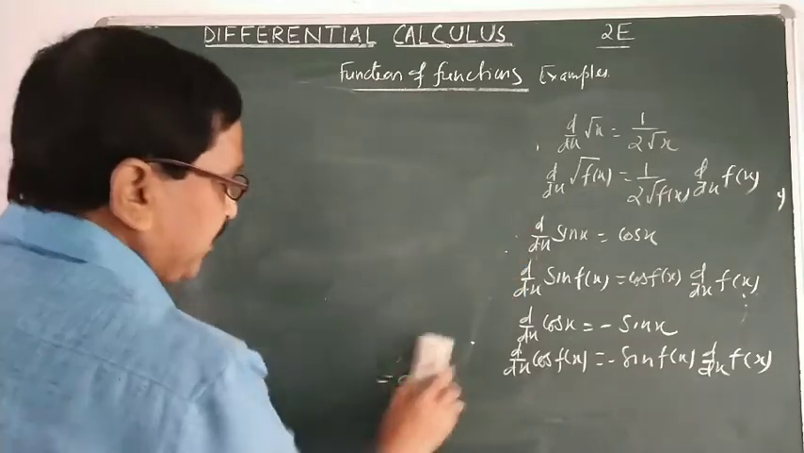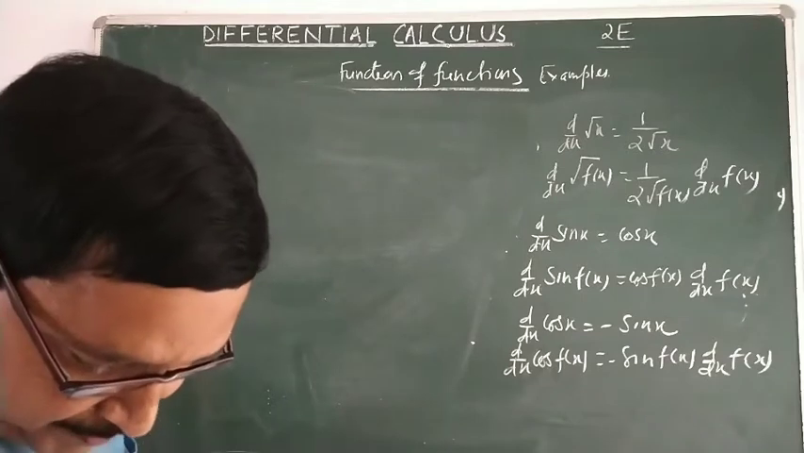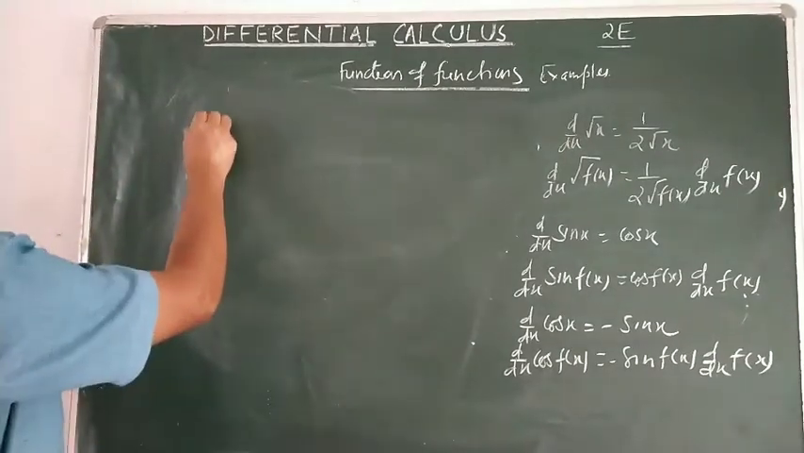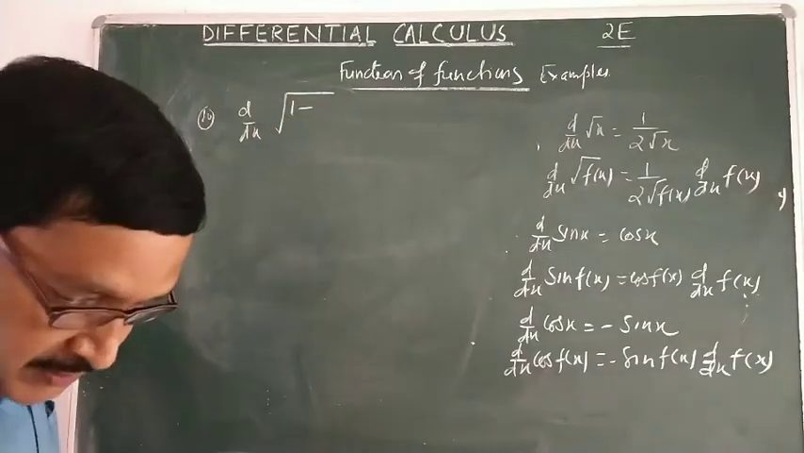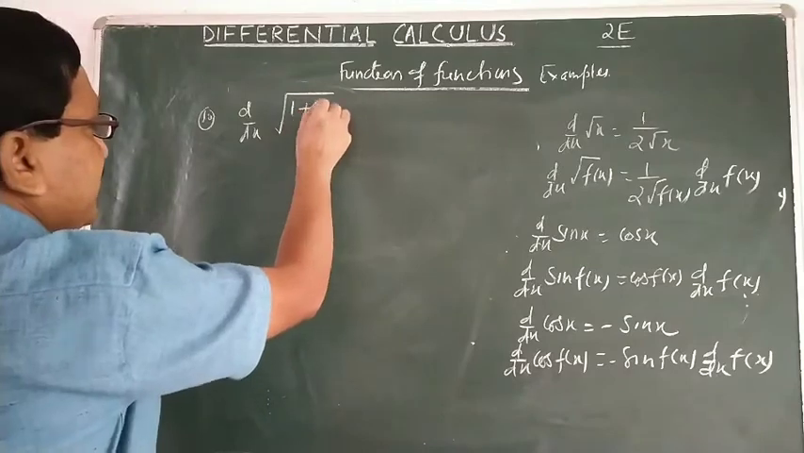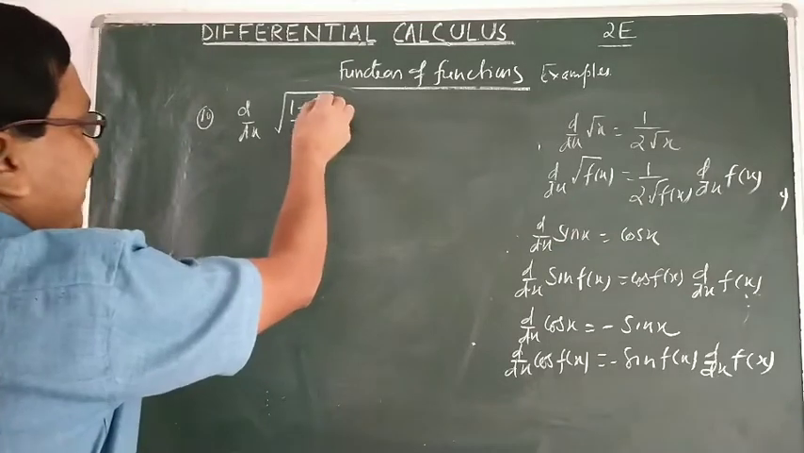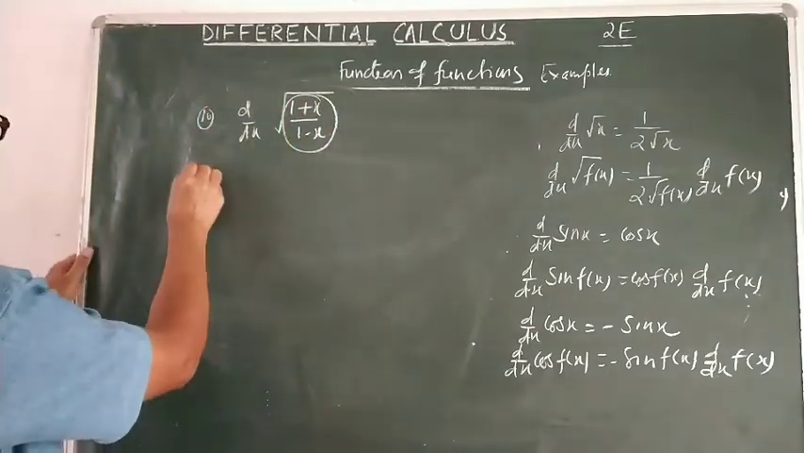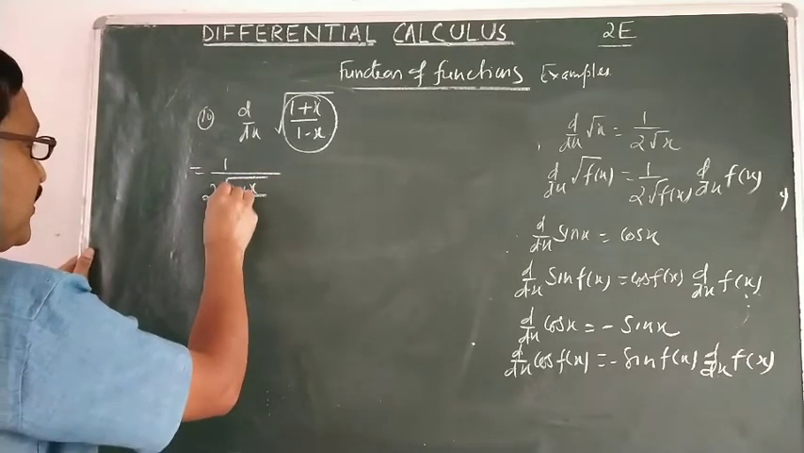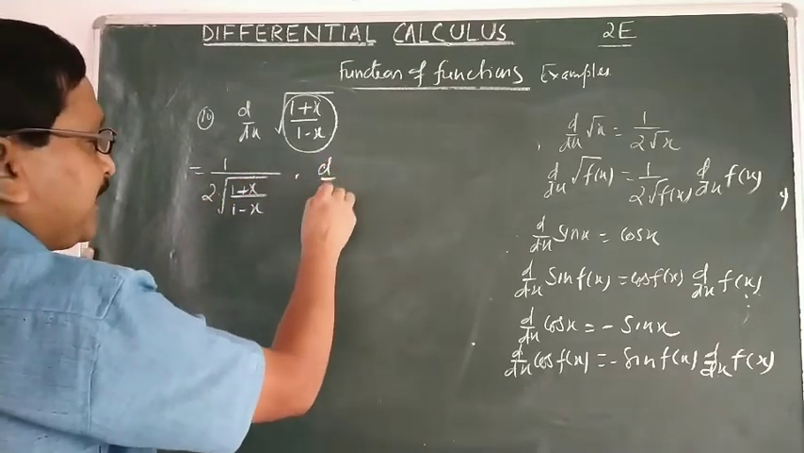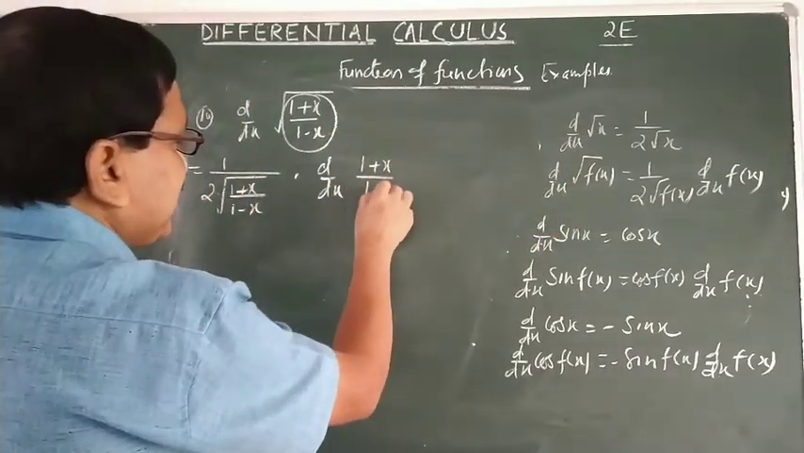Now moving towards another problem, the tenth one: d by dx of root of (1 plus x) by (1 minus x). According to this format, d by dx of root fx is 1 by 2 root fx, so 1 by 2 root (1 plus x by 1 minus x) into d by dx of this fx. Follow the pattern: d by dx of (1 plus x) by (1 minus x).